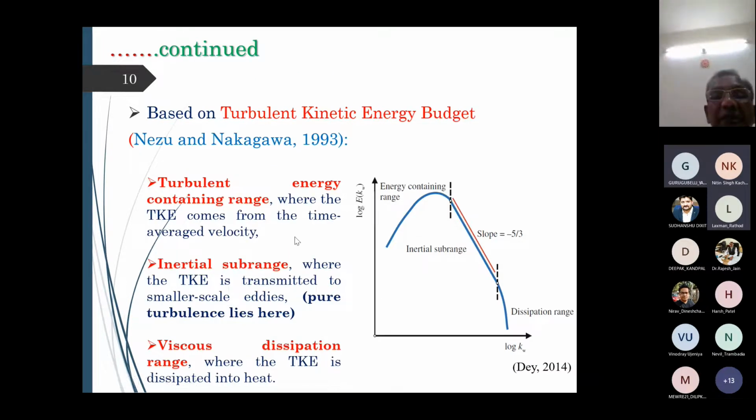Now, if you talk about the turbulent kinetic energy budget, if you draw the turbulent kinetic energy spectra analysis over here, up to this point is the energy containing range. Then this intermediate part is called the inertial subrange, and the latter part is called the dissipation range. In the energy containing range, the turbulent kinetic energy comes from the time average velocity. Those eddies which are getting generated derive the turbulent kinetic energy from the flow. Then in the inertial subrange, both containing and dissipation are taking place, and then in the viscous dissipation range, only the dissipation of turbulent kinetic energy is taking place. So this is the kind of plot available.